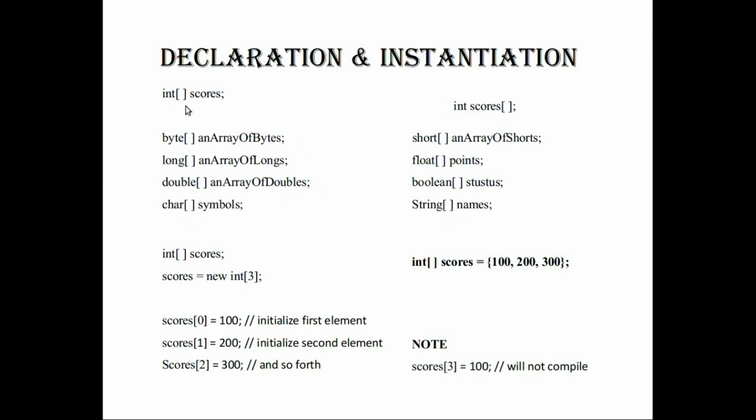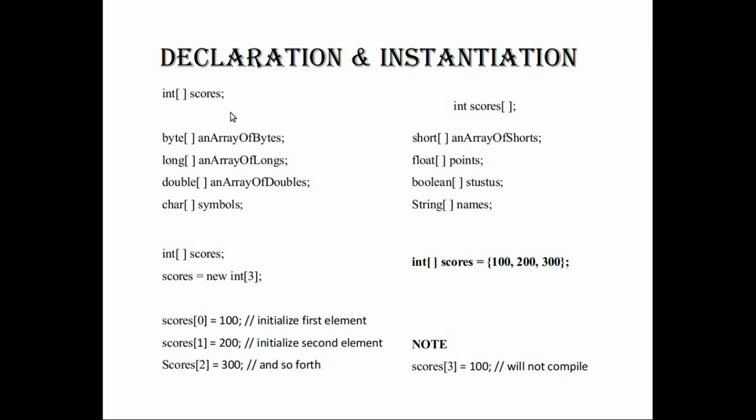But what I want you to know is the fact that you declare an array like any normal variable, except for the fact that you must add these square brackets. There's nothing inside the brackets and there's no space between the square brackets. You must add it there to specify that it is an array and not just a simple variable.